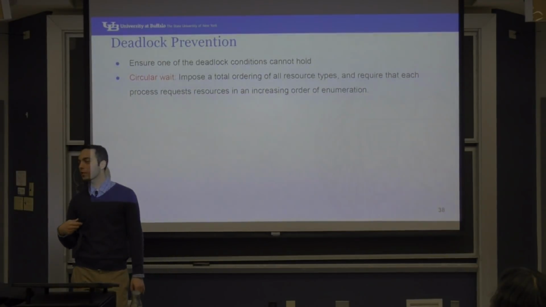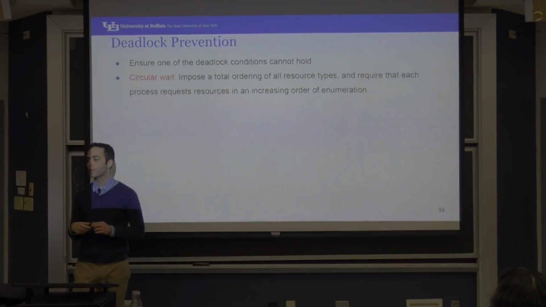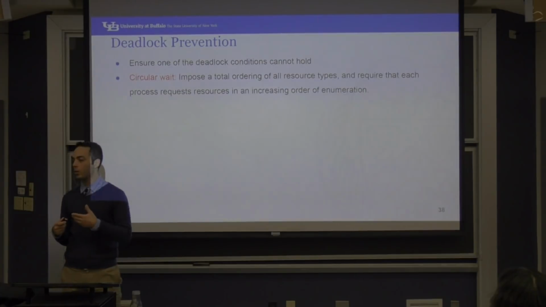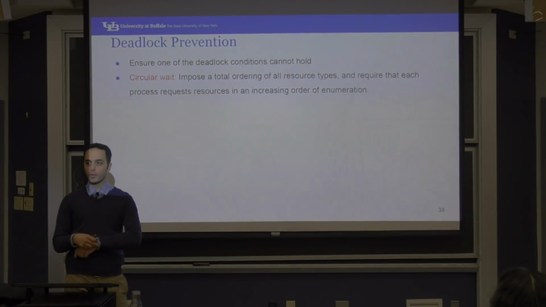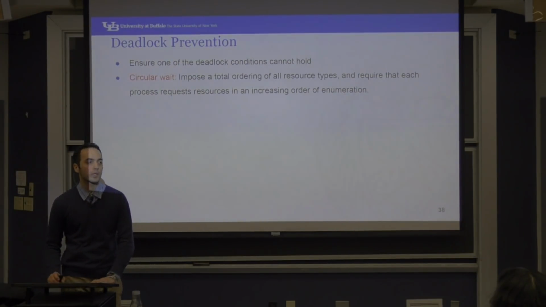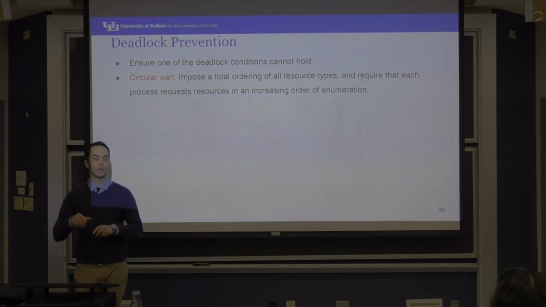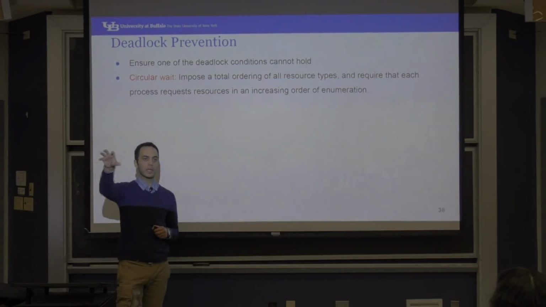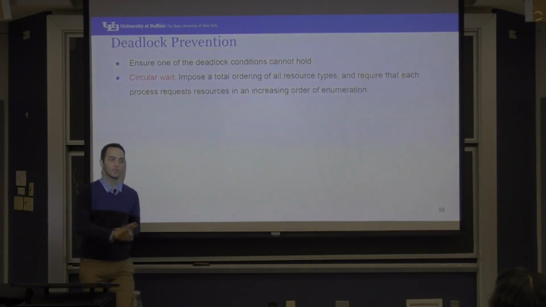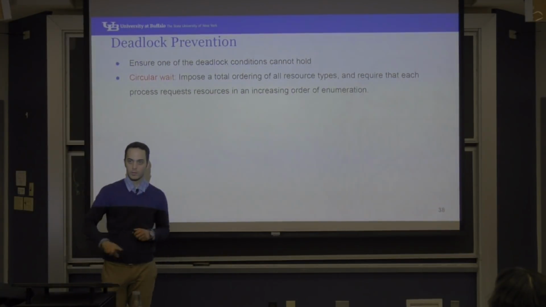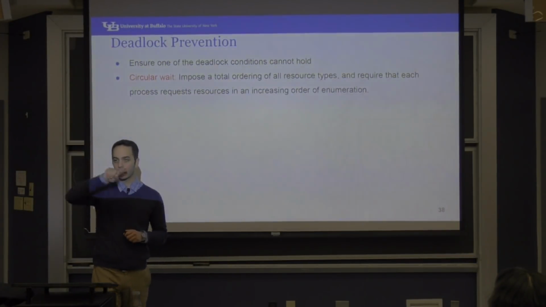Anyway. So circular wait is the last condition, the fourth condition. We can impose a total ordering of all the resource types, and require that each process requests resources, for example, in an increasing order. This is a solution to the circular wait. You remember, the circular wait was when a process is waiting for a resource held by another process, that process is waiting for another resource held by another process, and so on, and everyone is waiting for each other, right?